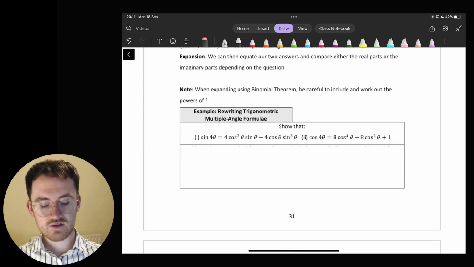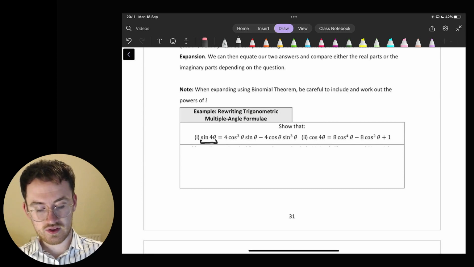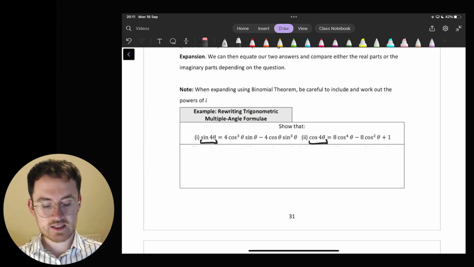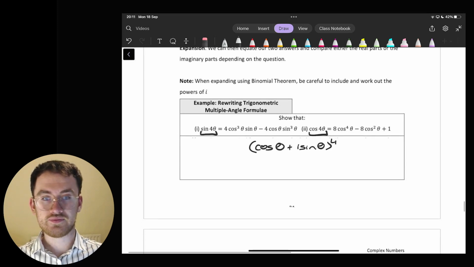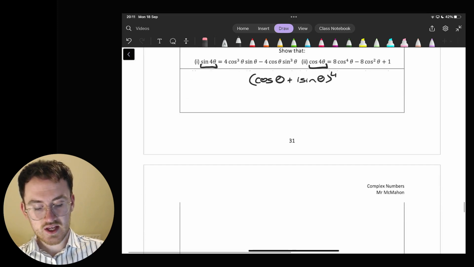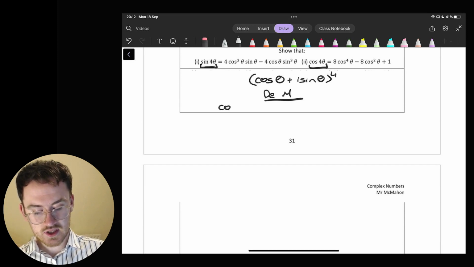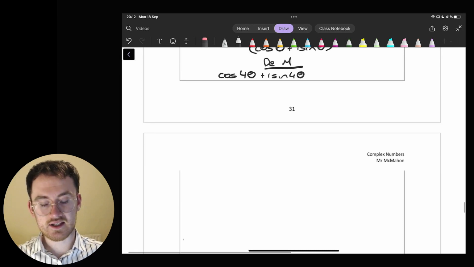So we're looking for the first one here. We're looking for sine 4 theta and cosine 4 theta. So we're going to be looking at that expansion to the power of 4. Let's just lay it out for ourselves. We're looking at cos theta plus i sine theta to the power of 4. That's what we're considering here. Let's look at De Moivre's theorem first of all, and if we were to compute that with De Moivre's theorem, it would become cos 4 theta plus i sine 4 theta. Okay, nice and simple, that's why we like it.